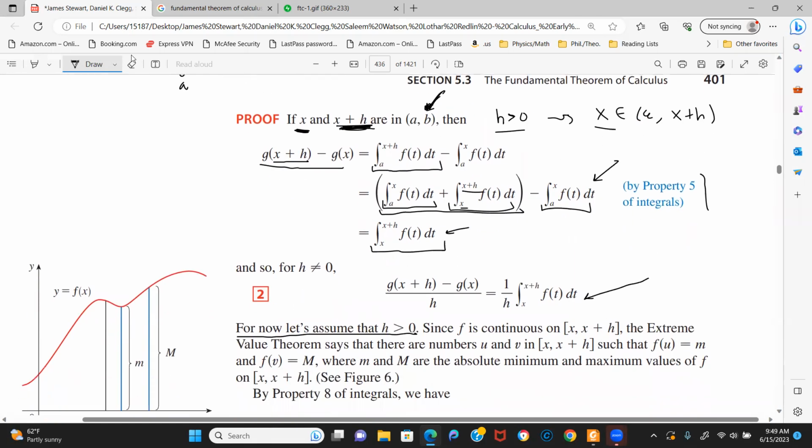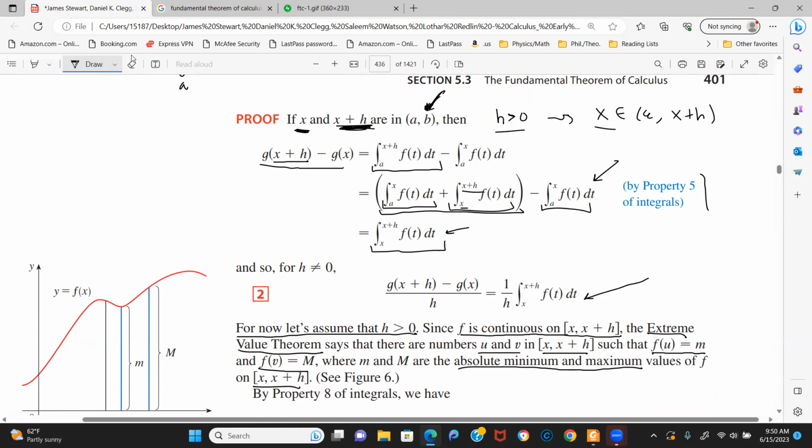All right, so here is going to be an interesting application of the extreme value theorem. Remember, the extreme value theorem says that if you have a continuous function, which we do, on a closed interval, then you attain your minimum and your maximum. That is to say that there exist u and v in the interval such that f of u equals m and f of v equals capital M. And these are your absolute minimum and maximum values respectively on this interval.